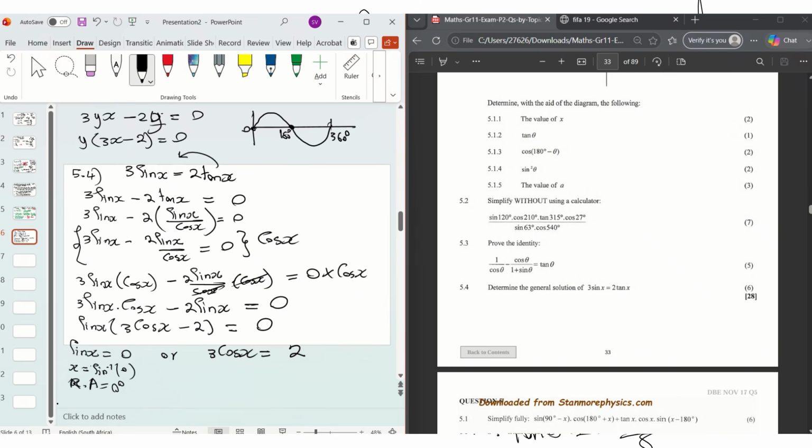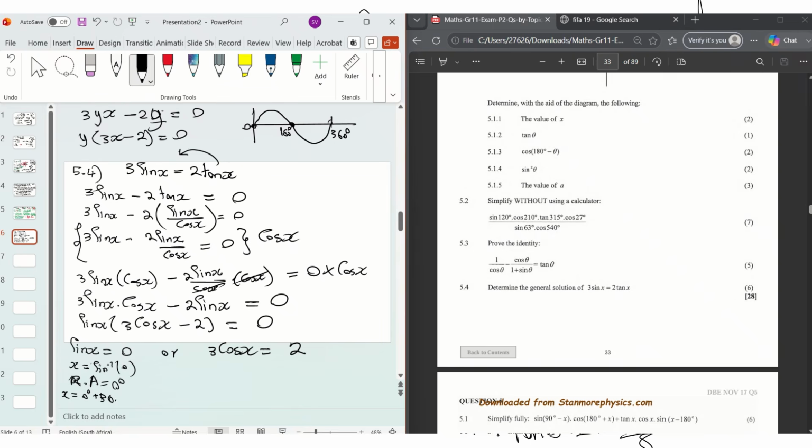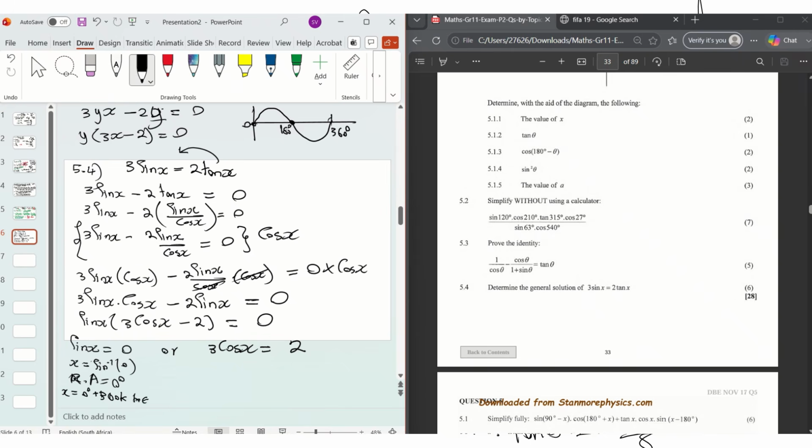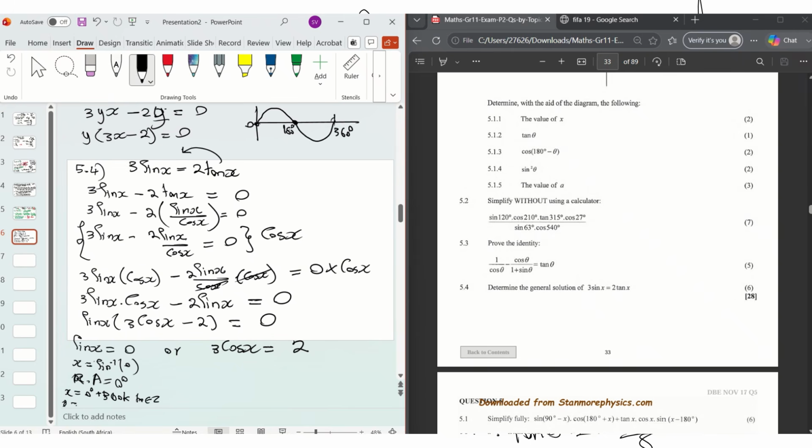So now our solution here is that x is equals to 0 plus 360k, the period of sine is 360, guys. So 360k, k is an element of integers, or x is equals to 180 plus 360k. Again, k is an element of integers. You can put all three also. x is equals to 360 plus 360k, k is an element of integers.